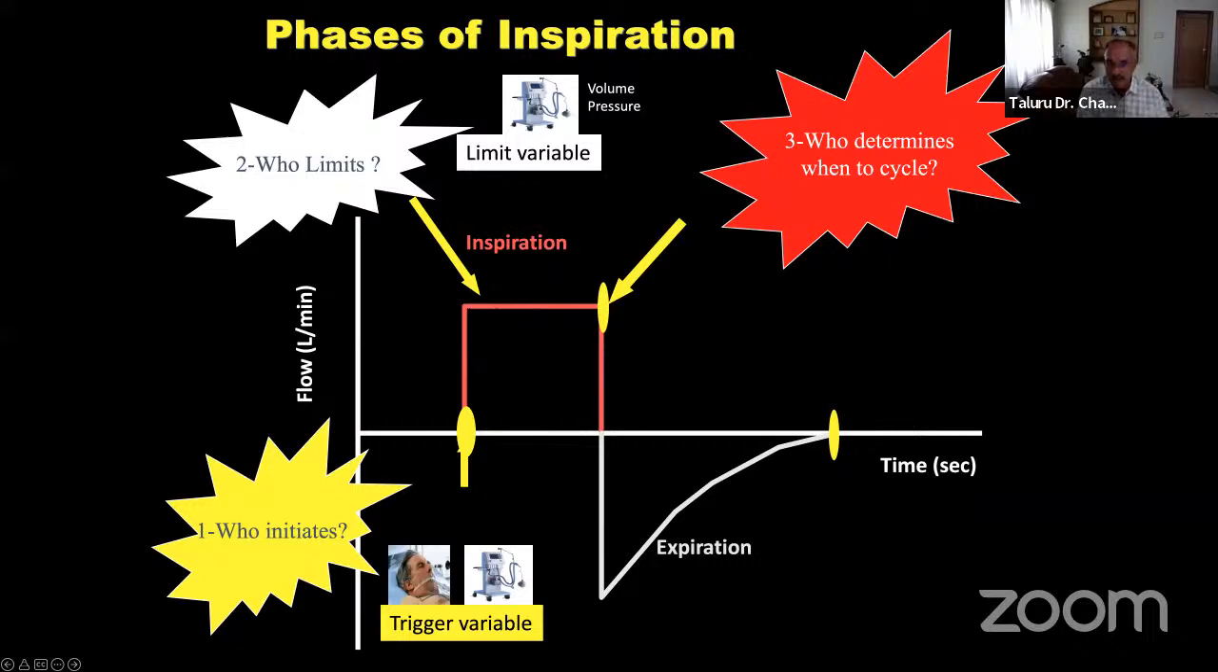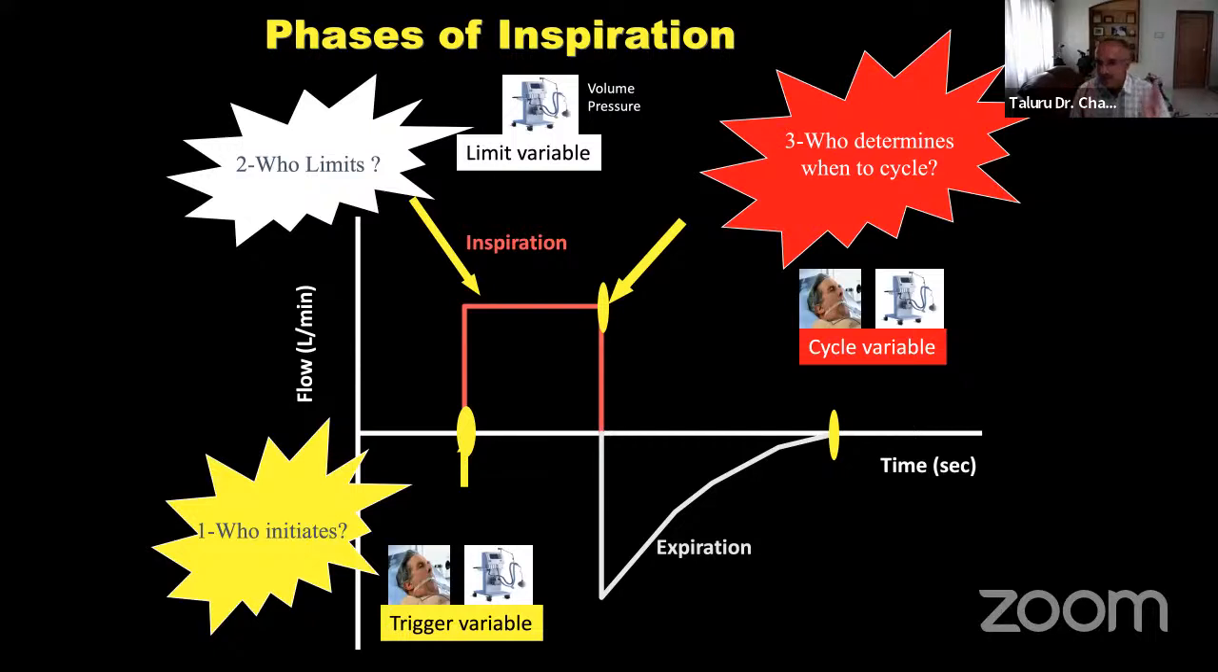See, the limiting has started here only, but the cycling is occurring here. Don't confuse limiting and cycling. Limiting starts here only, but the cycling occurs after the lapse of time. After the lapse of inspiratory time, the cycling occurs. So who determines who can cycle? Again, two components, either the ventilator or the patient. And when it is ventilator, it is mostly with the elapse of time.